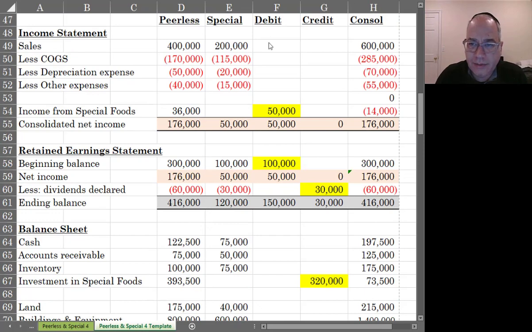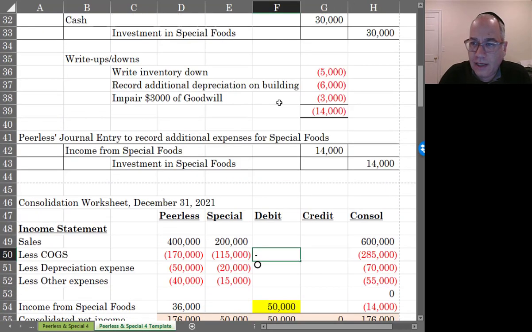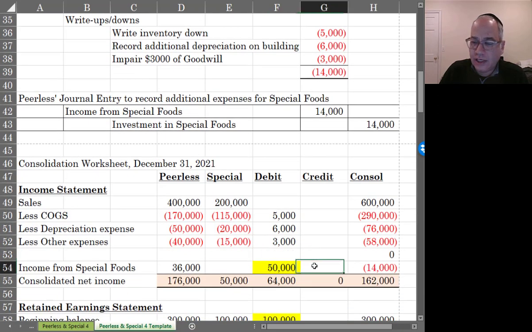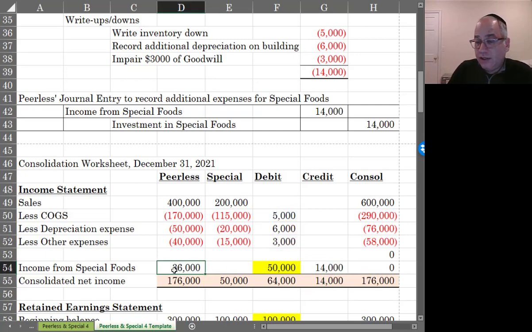Next, I'm going to do a little work on my income statement. And I've got some additional expenses to record here. If you remember, I have additional cost of goods sold of $5,000, so it'll be debited to that. I have additional depreciation expense of $6,000. And I have an impairment of goodwill of $3,000. And these go to adjust the income from Special Foods. So that'd be $5,000 plus $6,000 plus $3,000, a reduction of $14,000.